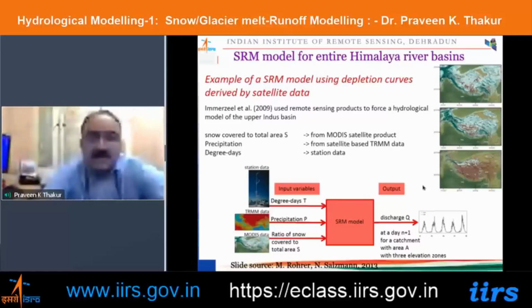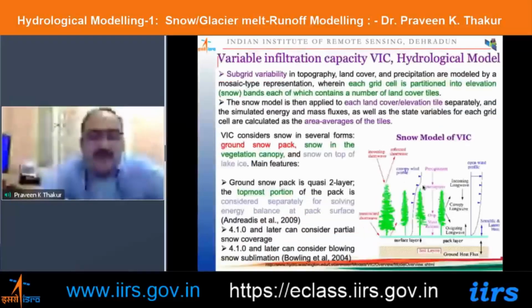The second category of snow melt models is the variable infiltration capacity model, what we call the energy balance models. It is a very popular model, which is freely available, and it is grid based. Most of the runoff processes, or the hydrological processes, are physically based. Each grid is partitioned into elevation bands, and for each elevation band the simulated energy and mass fluxes are added, and area-based averages are computed for each pixel.